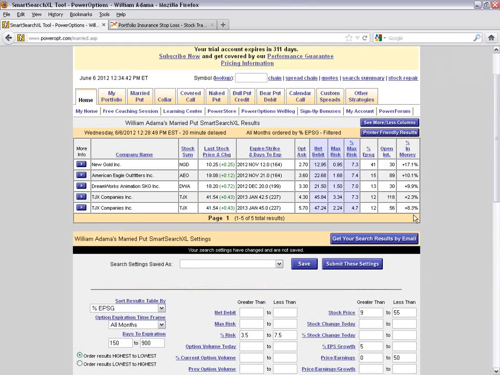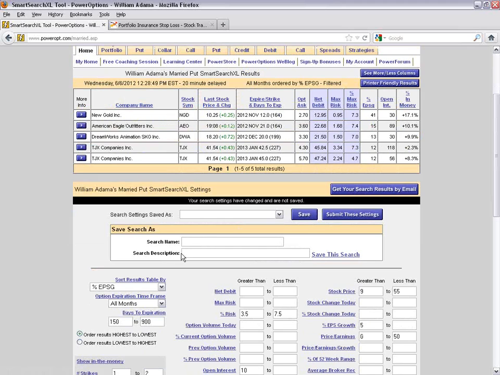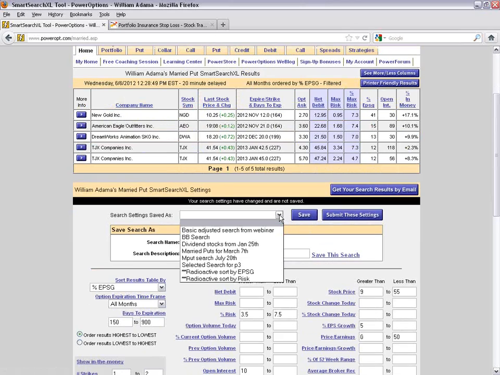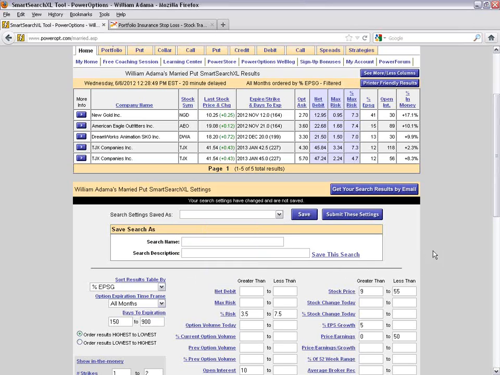Now remember, once you've set your criteria that you want to use, you can click this blue Save button down here at the bottom, and that will allow you to put in a search name and a description for your criteria. Then you'd click Save this search, and every time you come into PowerOptions, you have your search criteria set that you can always select and toggle back and forth between different saved searches and the default searches as well. So you don't have to do this every time.